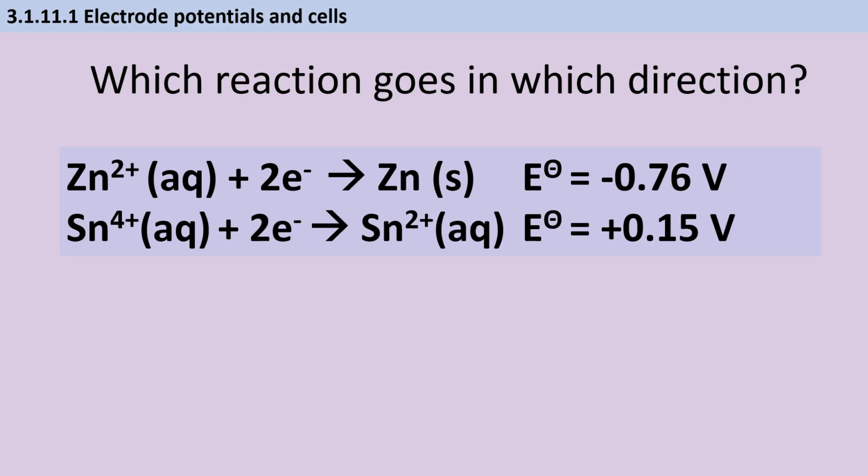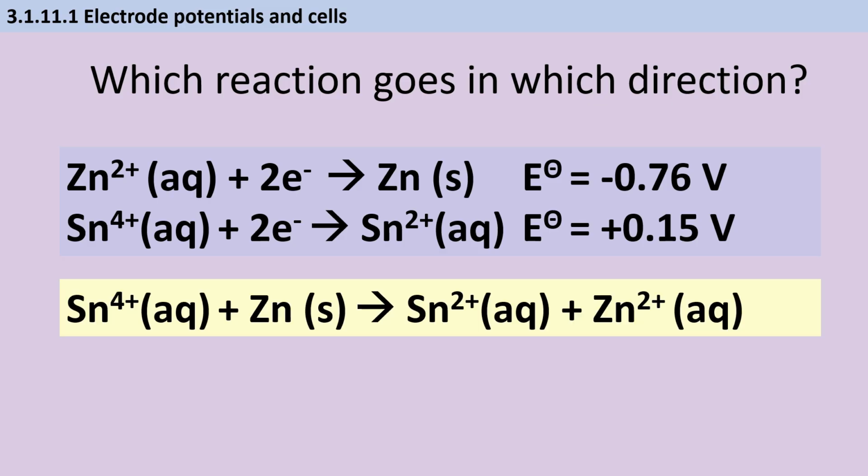The rule is that we look at the E values, and the equation that has the more positive E value will proceed in the forward direction, whereas the equation with the less positive E value, whether that's positive or negative, will be reversed. This then allows us to put together the two equations like so.